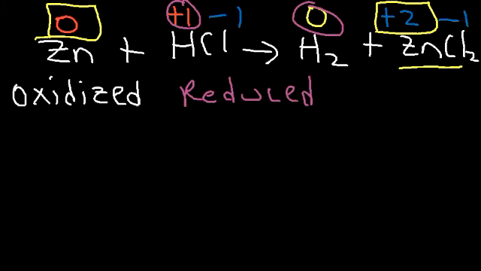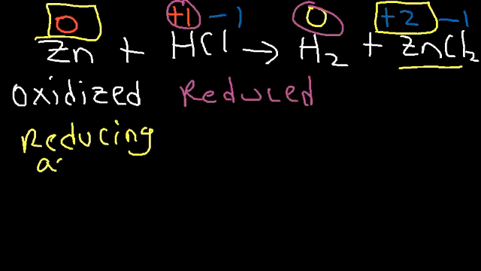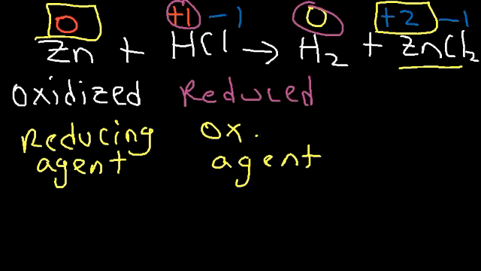Now, the substance that is oxidized is also known as the reducing agent, and the substance that is reduced is the oxidizing agent. So zinc is considered the reducing agent because it caused the other substance, hydrochloric acid, to be reduced. And the hydrochloric acid is the oxidizing agent because it caused the other substance, zinc, to be oxidized. So I hope that makes sense, but let's go ahead and try another example for the sake of practice.